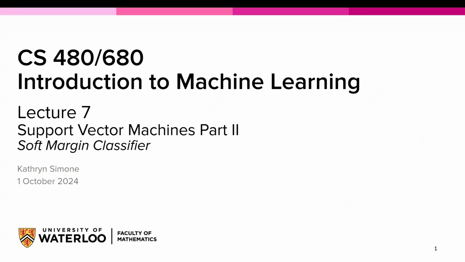Welcome to week 5. This is CS 480 and 680, Introduction to Machine Learning, as taught at the University of Waterloo in fall 2024. So this is lecture 7, and today we're going to be continuing on our discussion of support vector machines, and specifically looking at the soft margin classifier.